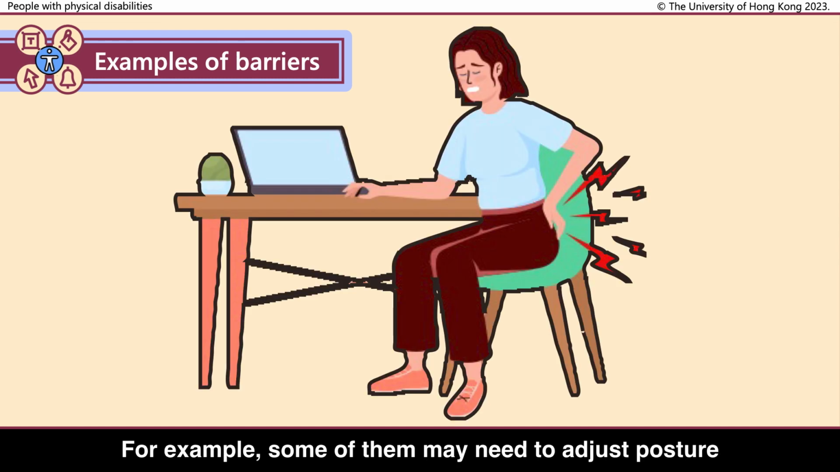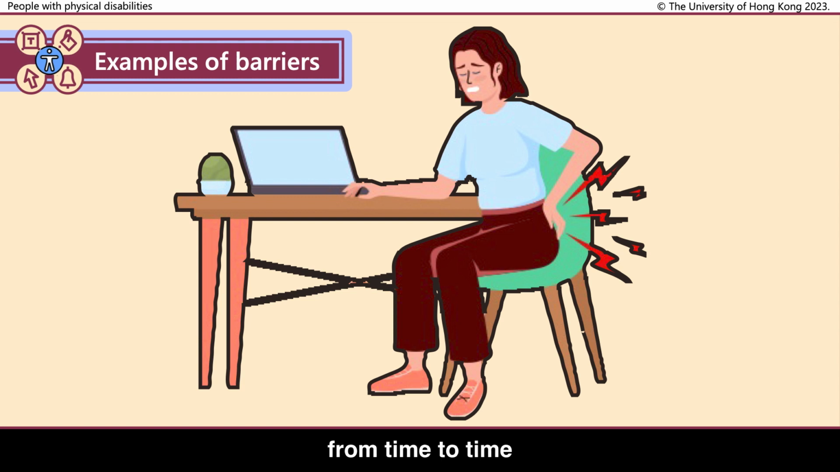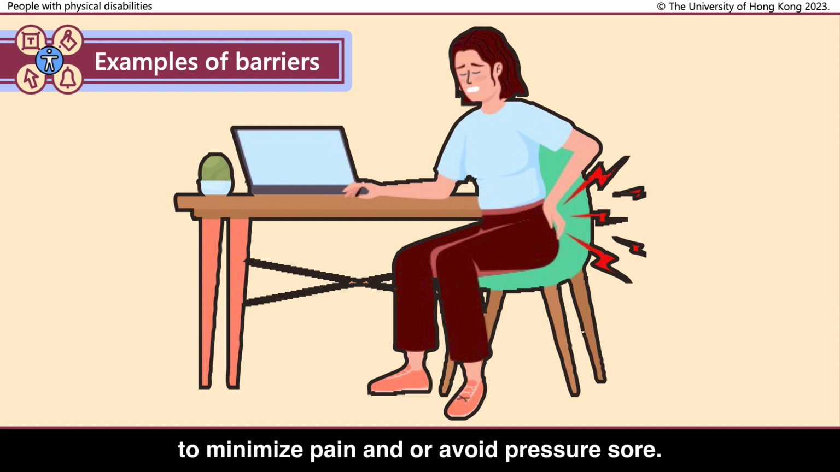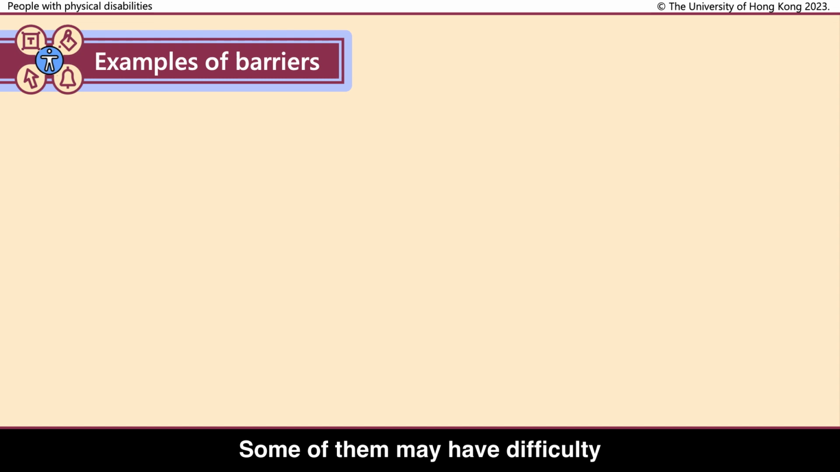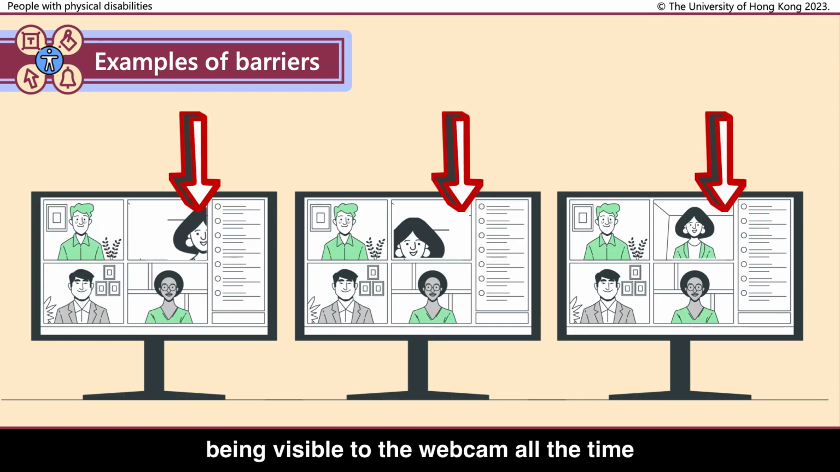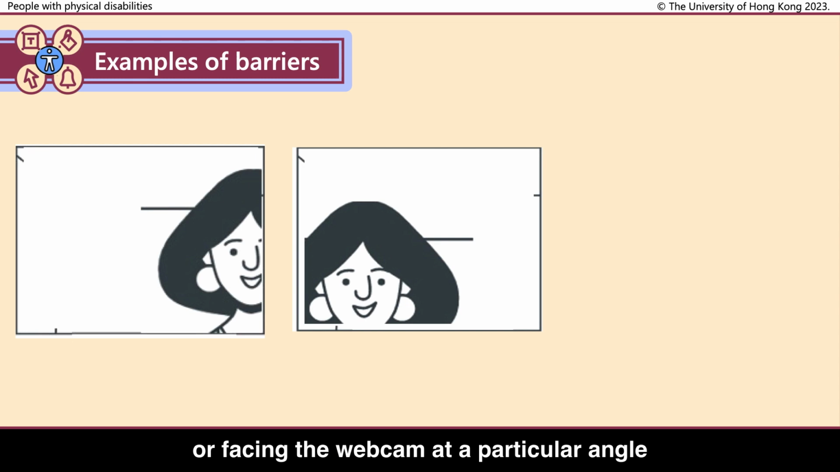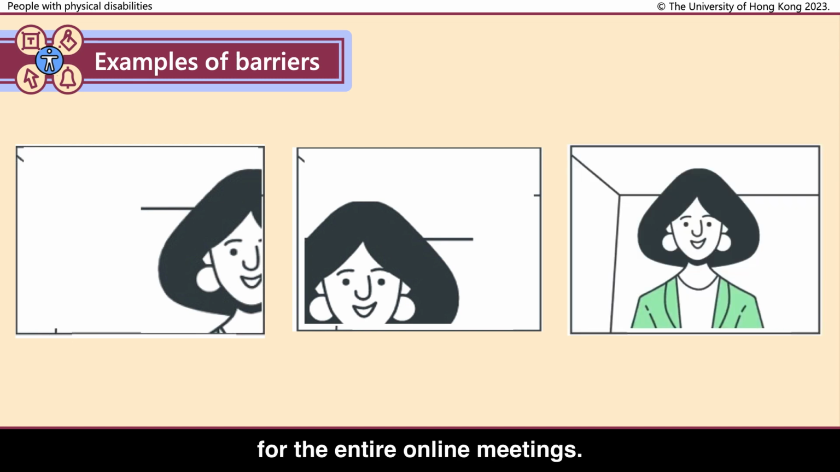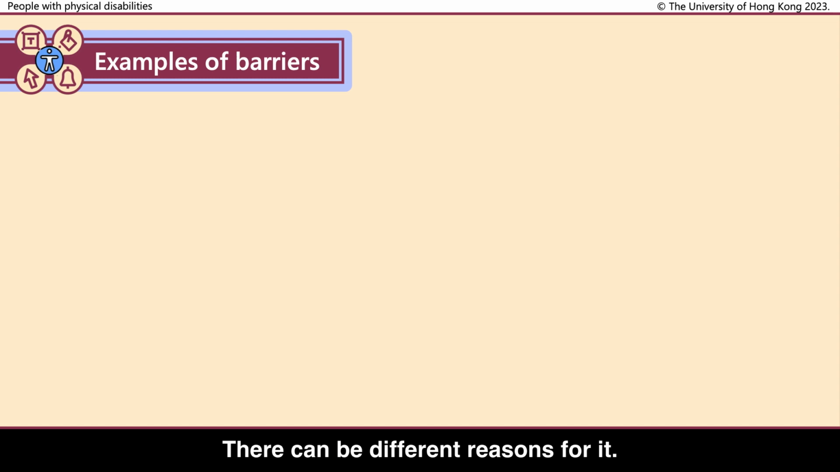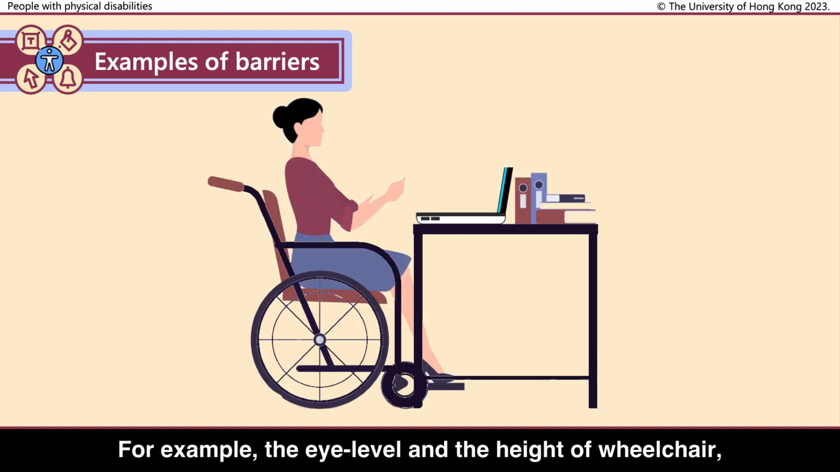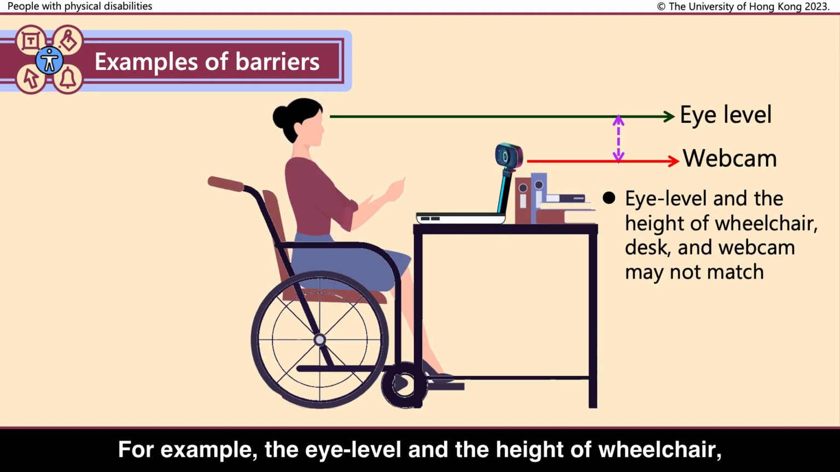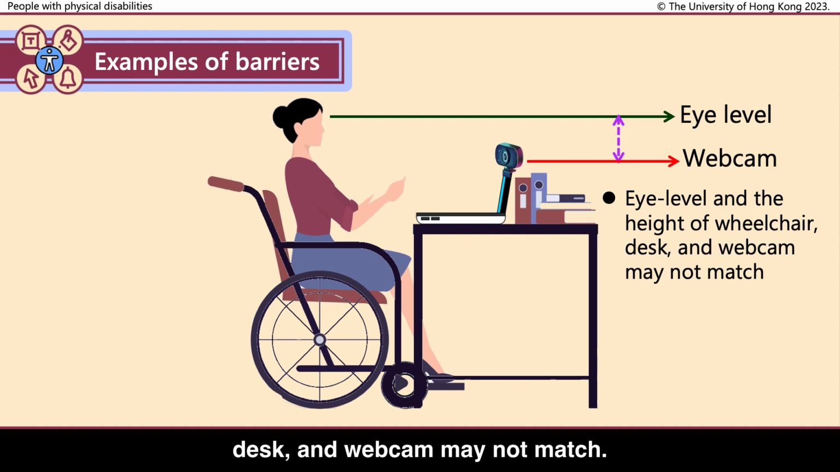For example, some of them may need to adjust posture from time to time to minimize pain and/or avoid pressure sores. Some of them may have difficulty being visible to the webcam all the time or facing the webcam at a particular angle for the entire online meetings. There can be different reasons for it. For example, the eye level and the height of wheelchair, desk, and webcam may not match.